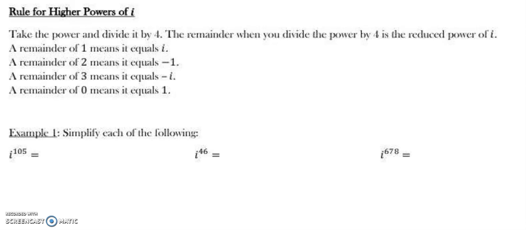If we end up with a remainder of 1, then that's just going to be equal to i. If we end up with a remainder of 2, it'll equal -1. A remainder of 3 will mean that it's equal to -i. And if we get a remainder of 0, that means it equals 1.